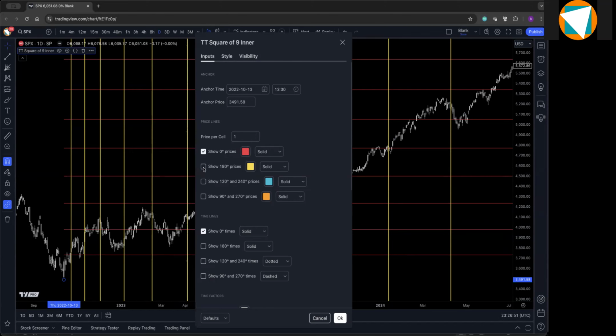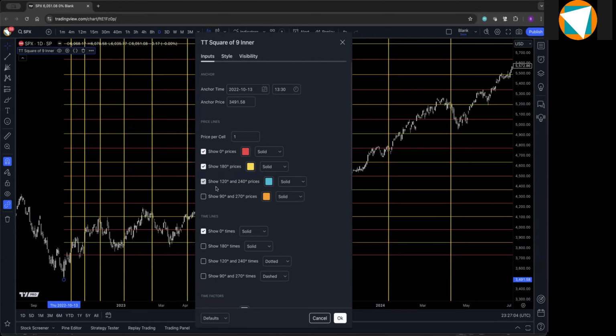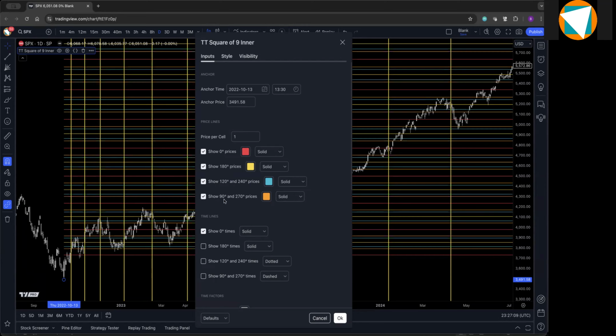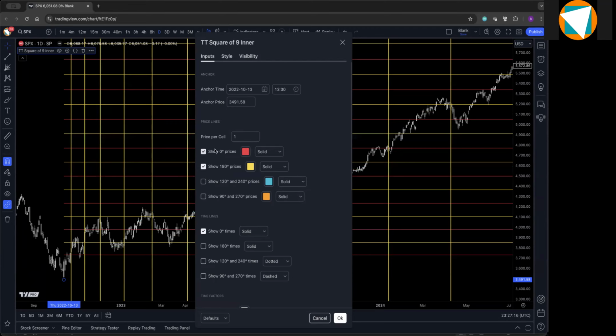If you want to see the price lines that are halfway around the cycle, halfway around the Square of 9 from the anchor point, then you can turn on the 180-degree prices, and so on for 120 and 240 and 90, as well as 270, but then you get an awful lot of lines. So the way I tend to work with this is I work primarily with the 0-degree prices and the 180-degree prices. You may have a use case for the others. That's why they're there.